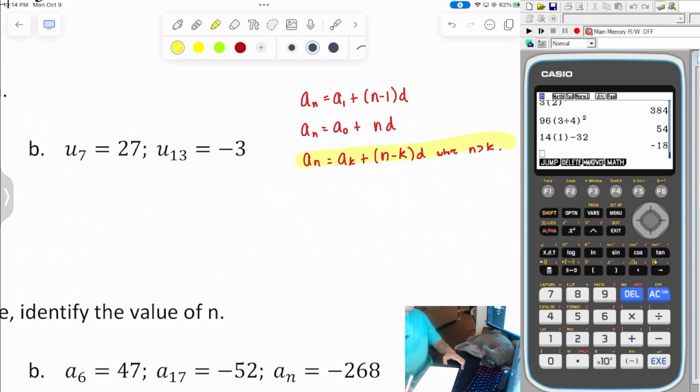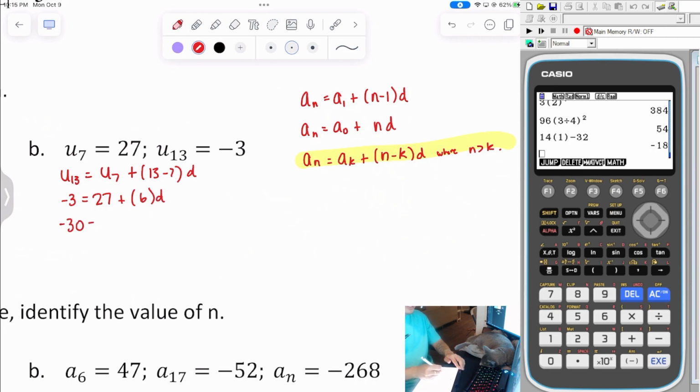So let's use the third equation first. So I'll have u sub 13 is equal to u sub 7 plus 13 minus 7 times d. I know every single part of this so far except for d, so this helps me solve for it. So I get negative 3 is equal to 27 plus 6 times d. Subtracting 27, I get negative 30 is equal to 6d. Divide by 6, I get negative 5 is equal to d.